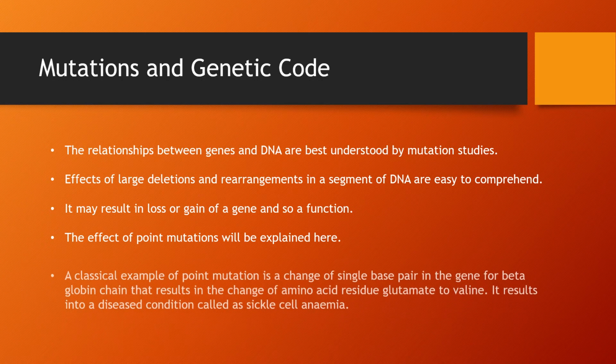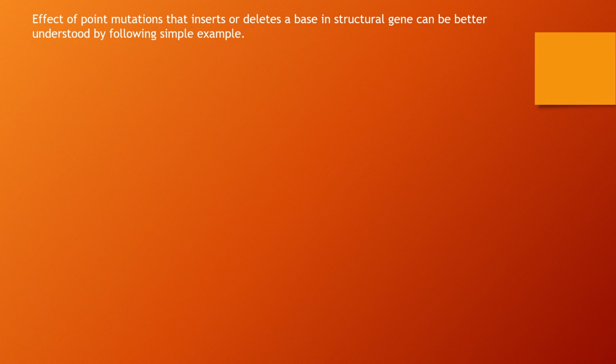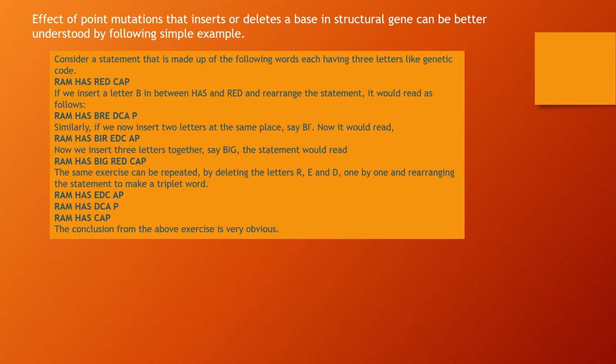A classical example of point mutation is a change of single base pair in the gene for beta globin chain that results in the change of amino acid residue glutamate to valine. It results into a diseased condition called as sickle cell anemia. Effects of point mutations that insert or delete a base in a structural gene can be better understood by the simple example given here.